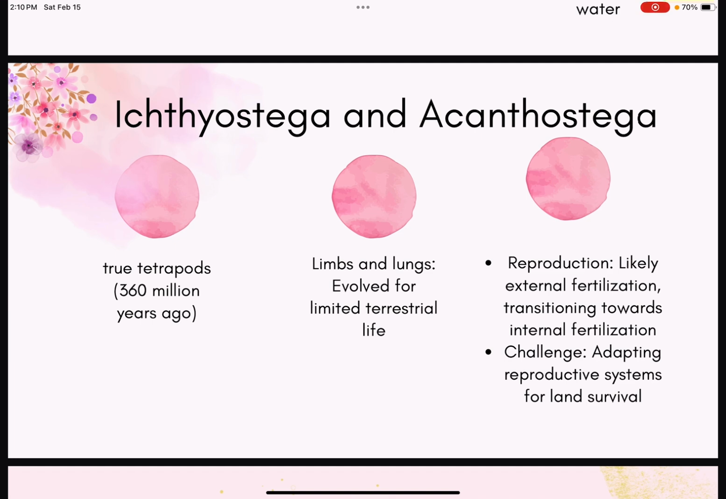So as you can see here, the key points would be reproduction, which is the transition from external fertilization towards internal fertilization. Their challenge was adapting reproductive systems for land survival.